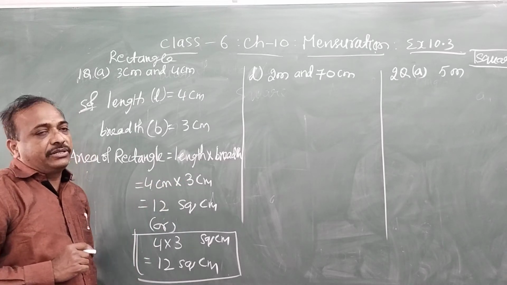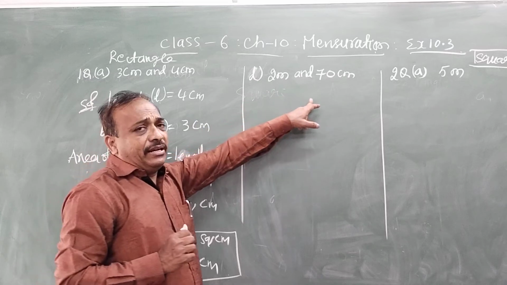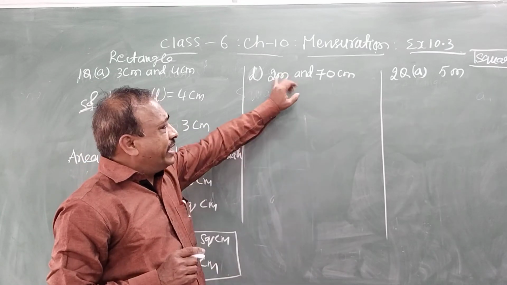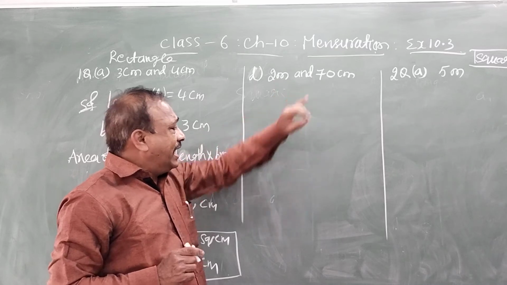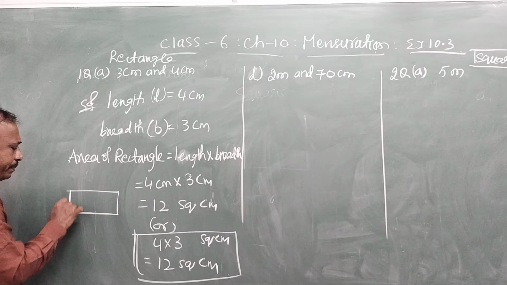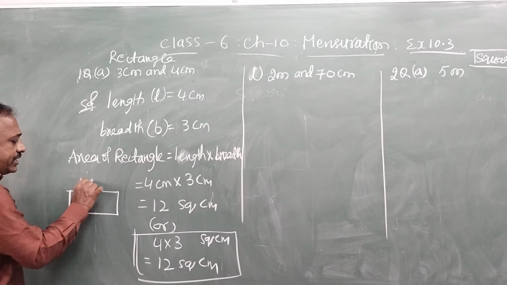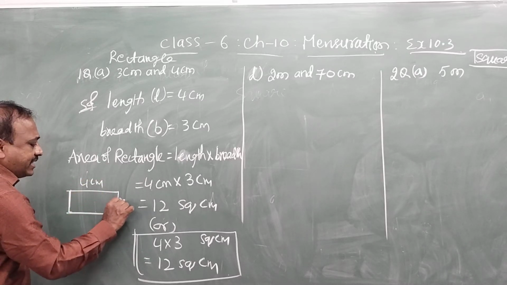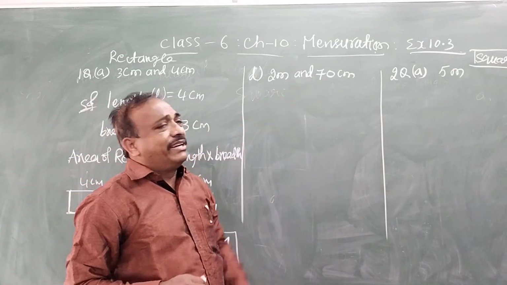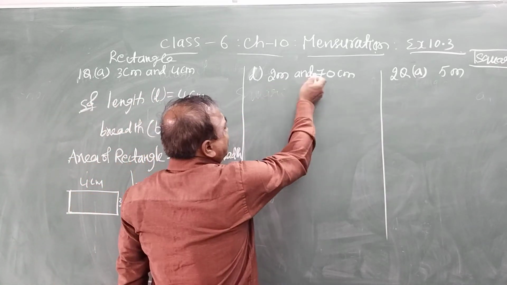Finally you can write the units. Now D1, 2 meters and 70 centimeters. This is also a rectangle. One is 2 meters, another one is 70 centimeters. You can draw a rough figure. But the units are different.